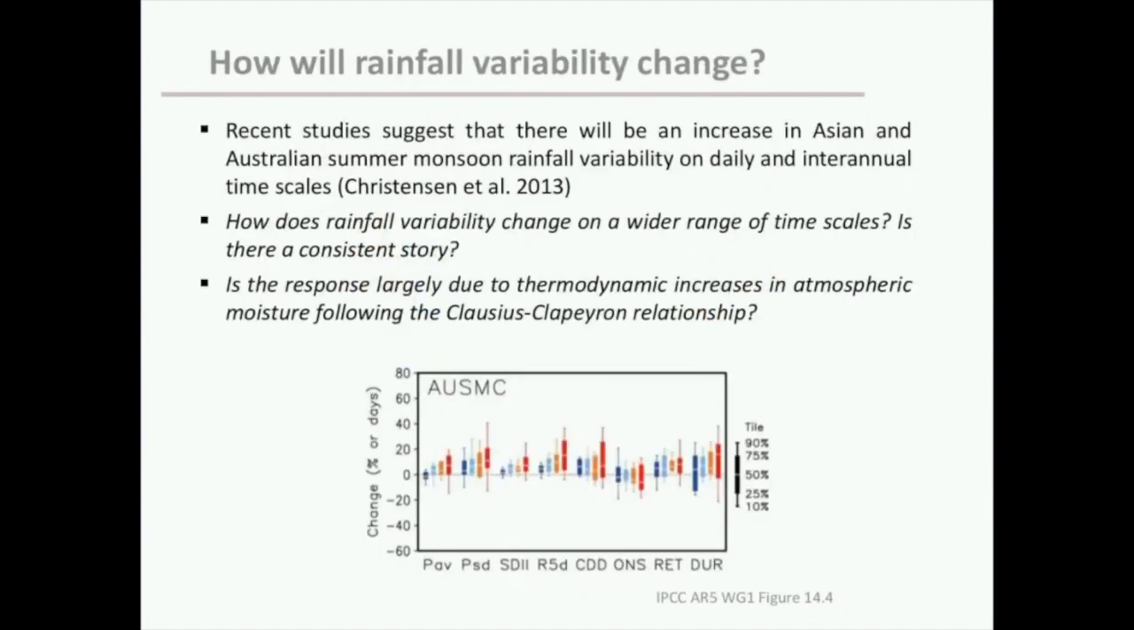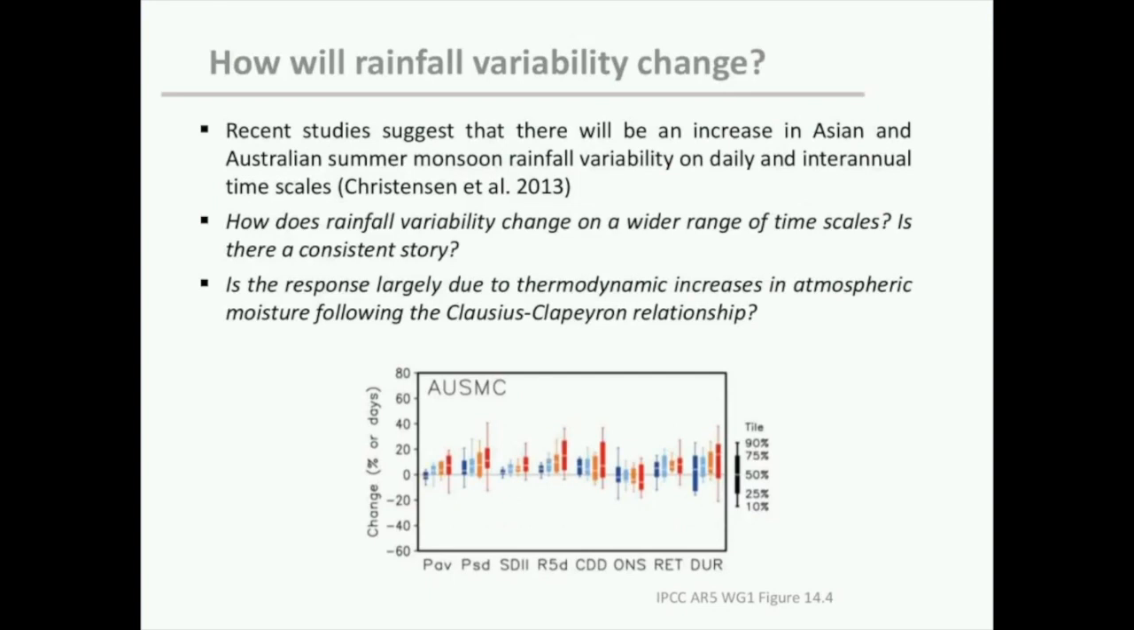The next aspect of the study was to look at rainfall variability. So the IPCC report had some figures summarising changes on a range of different timescales. For the Australian monsoon, they had average change, and then they had change in interannual and also daily timescales.